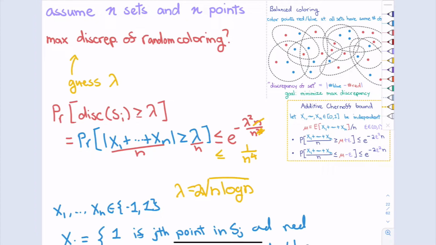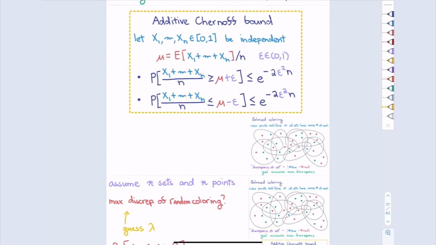Okay, so with very high probability, the discrepancy is not bigger than lambda for any particular set. There's only n sets, so we can take the union bound over all the sets and see that a random coloring with high probability will have discrepancy at most square root n log n or so. So square root n log n is sort of what you would get from our relatively standard tool of the additive Chernoff bound.